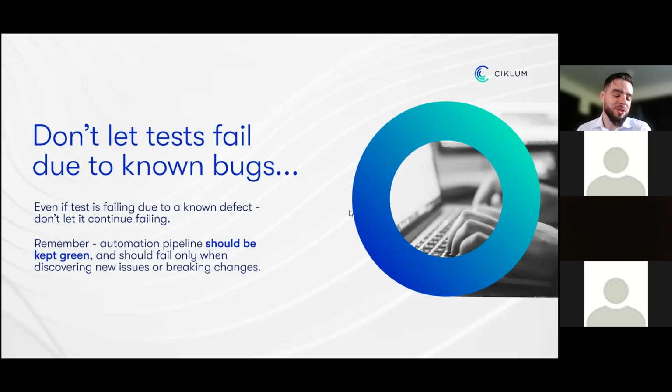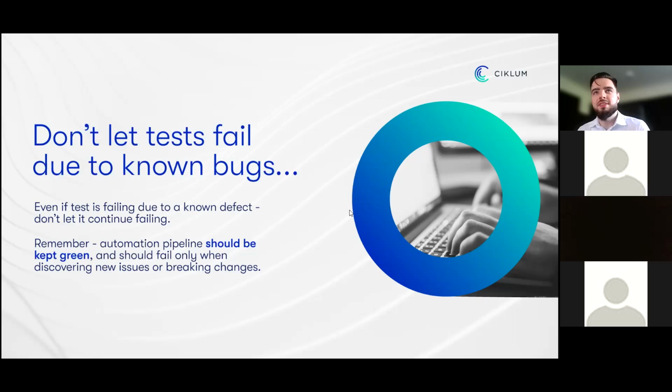Of course, it's not a good approach. You should never, because we already discussed that the pipeline should be kept green constantly. And if it's failing, it's something new. It should be something new, and it should be a signal for the whole team that something is wrong, not that it's a known issue. It should always signal something new. And that's why you shouldn't let this test just fail.